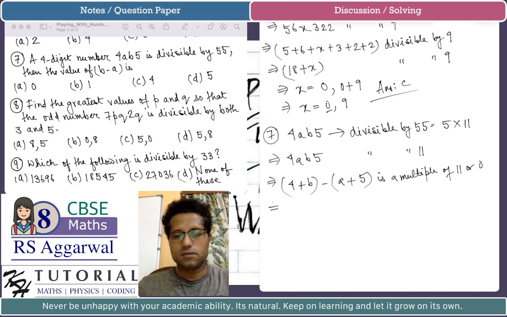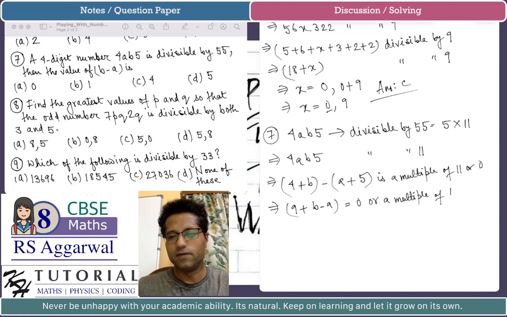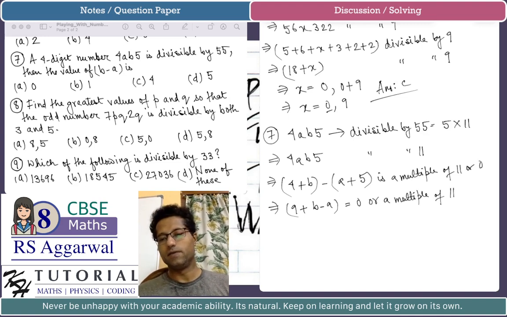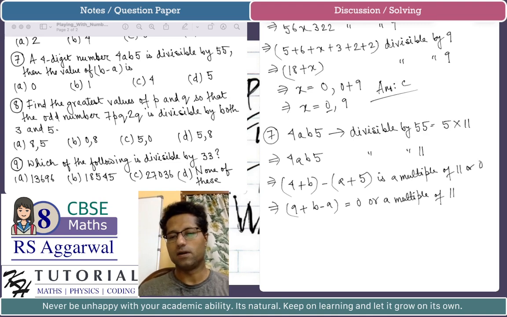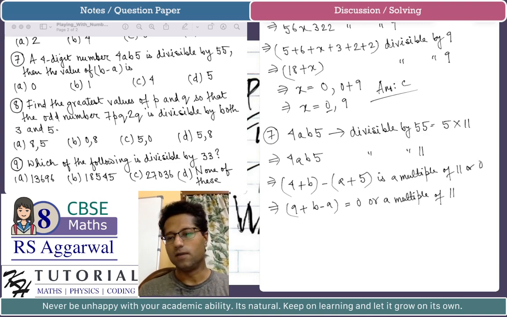This implies that 9 plus B minus A is equal to 0 or a multiple of 11. Now a multiple of 11 means it can be 11. In that case, if 9 plus B minus A has to be 11, then B minus A has to be 2, which is not given as a choice in the problem.